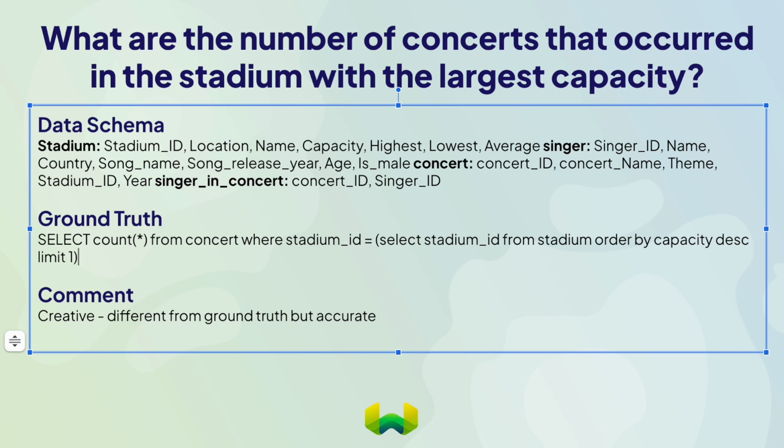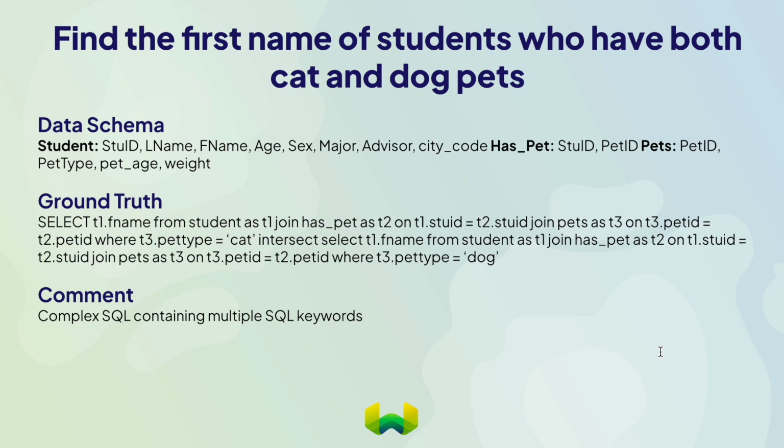Next up, we have a super interesting query: find the first name of students who have both cat and dog pets. We have the database tables student, has pet, and then pets. So what we're going to do is first subsample from each of the tables. First we join the student, has pet, and pets tables with the condition pet type equals cat, and pet type equals dog, and then we do the intersection of those two tables, students who have cats and students who have dogs, to find the first name of the students who have both cats and dogs, or a cat and a dog as a pet.